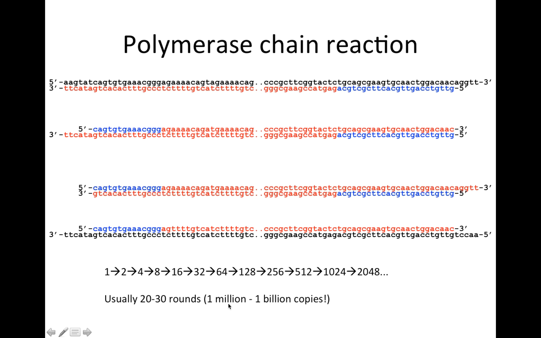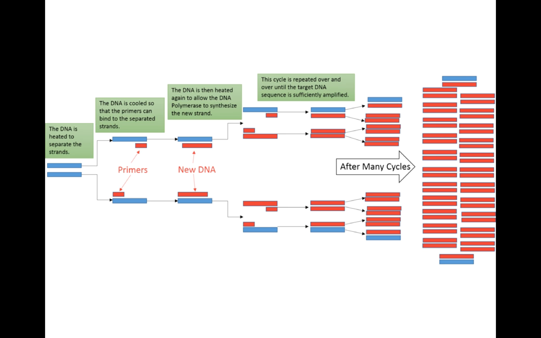and so with 20 to 30 rounds, we can get a million to a billion copies for each individual copy that we started with. And so that basically ends up looking like this, and over time, we get many cycles. After many cycles, we get many copies of our DNA of interest.